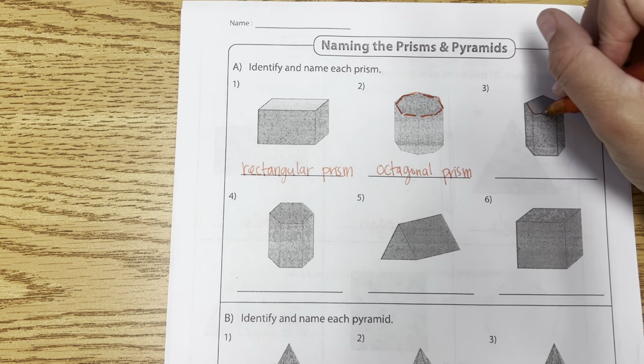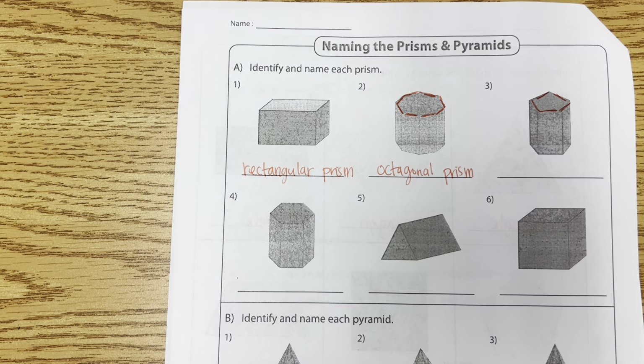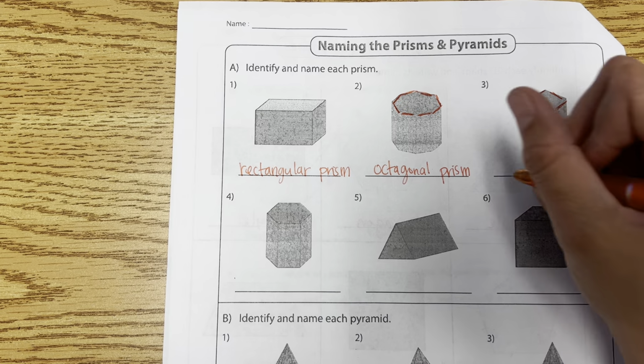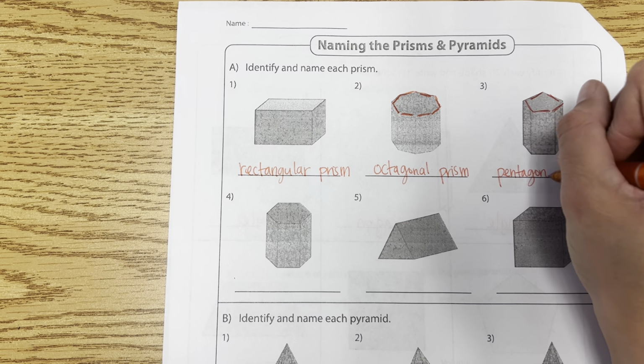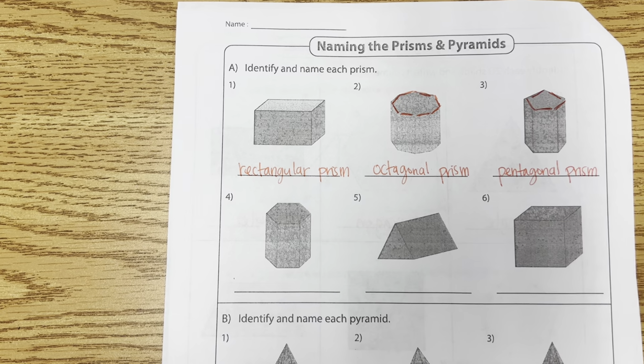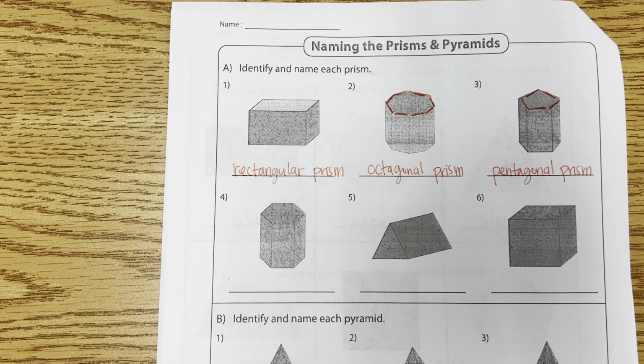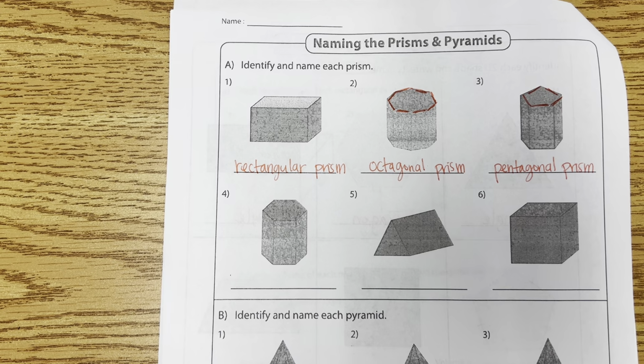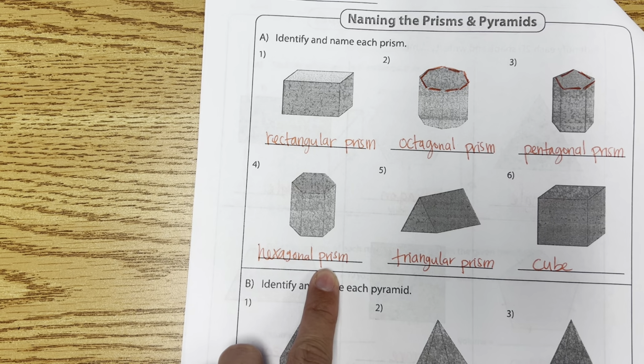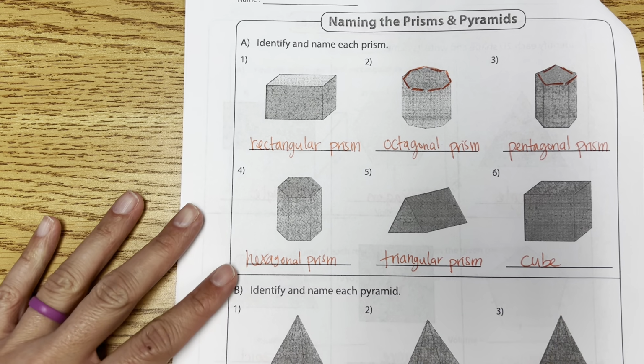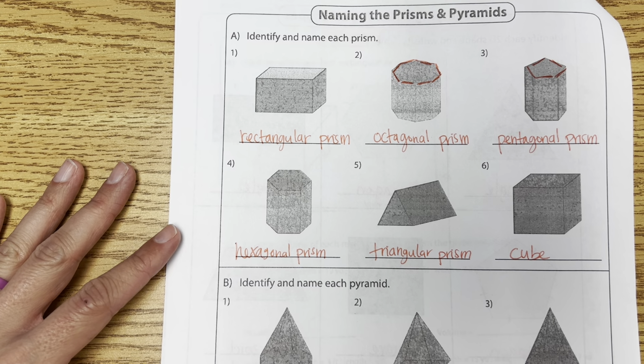Okay, this one has 1, 2, 3, 4, 5 sides. We did that shape on the other side. Pentagonal prism. Okay, pause the video and see if you can name the last 3 and then check. Okay, here's your answers. Hexagonal prism, triangular prism, and cube. If you need to pause it to write those down, go ahead.